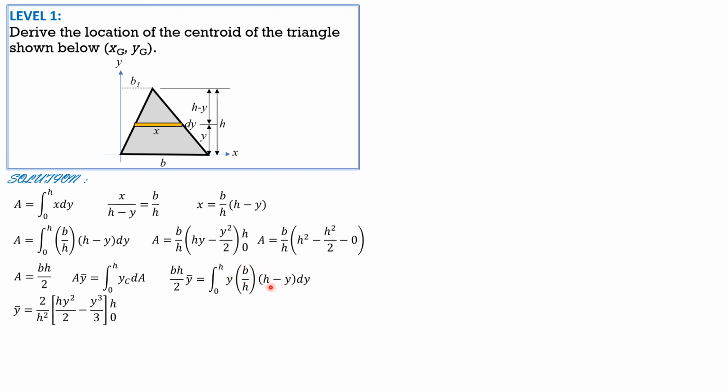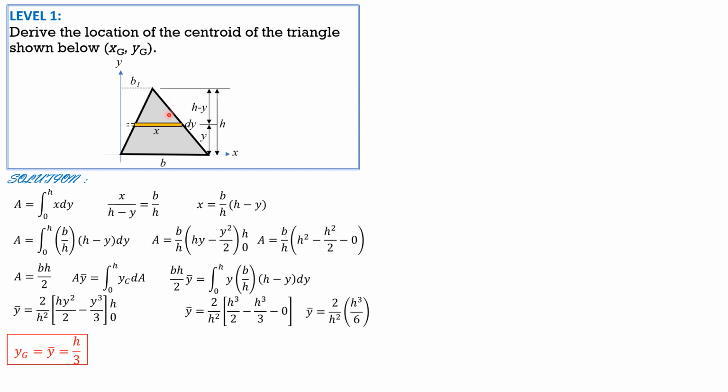So the integral of hy is hy squared over 2. Then the integral of y squared is y cubed over 3. Then times 2 over h squared. So this is h cubed over 2 minus h cubed over 3, minus the lower limit 0. So we have 2 over h squared times h cubed over 6. Cancel out h squared. So y bar is h over 3.